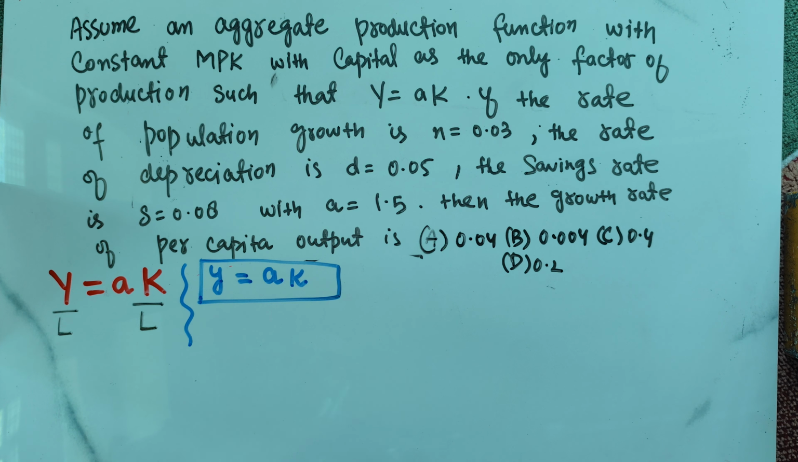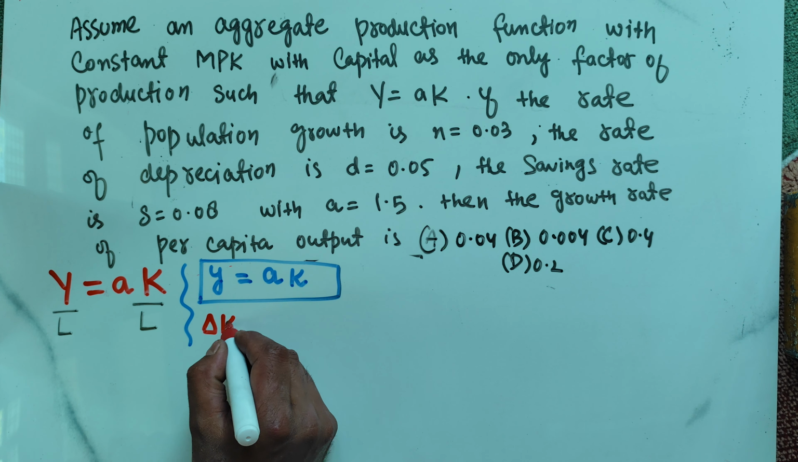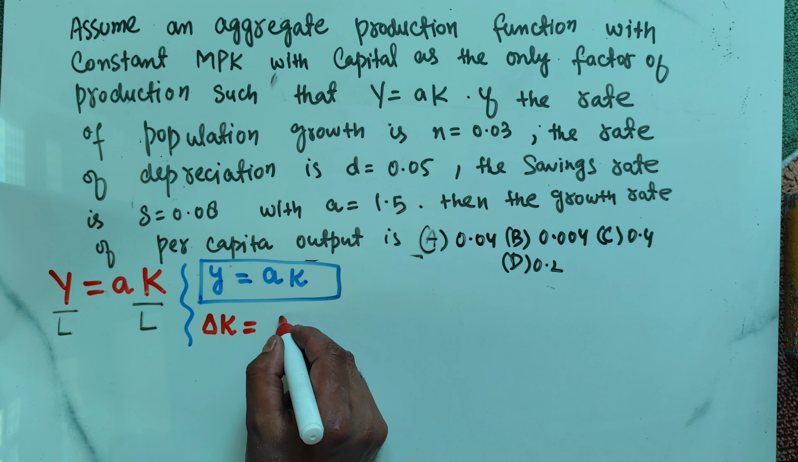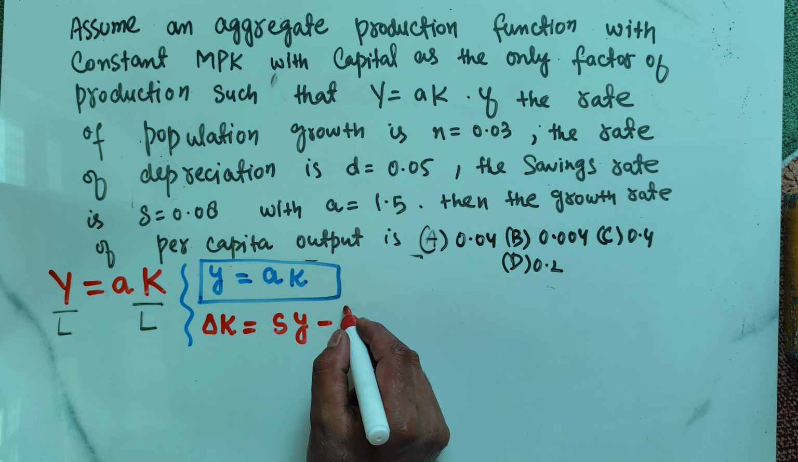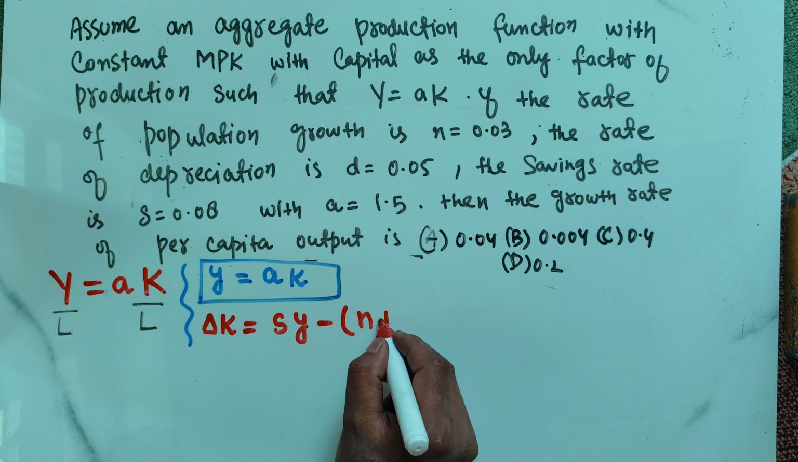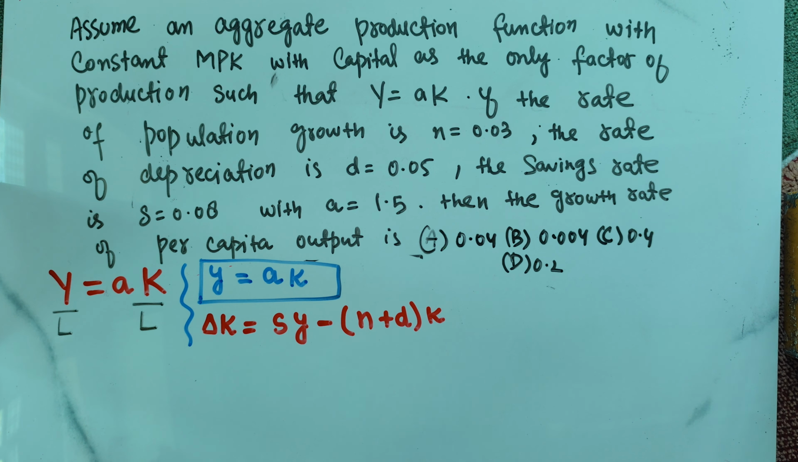Now, the next step will be to find out the change in the capital stock. To find out the change in the capital stock, let us denote it by small k dot, which will be equal to the savings rate times output per worker minus the population growth rate plus the depreciation rate, times capital per capita or capital per worker. So the change in the capital stock per capita is given by this very equation in the Solow model.